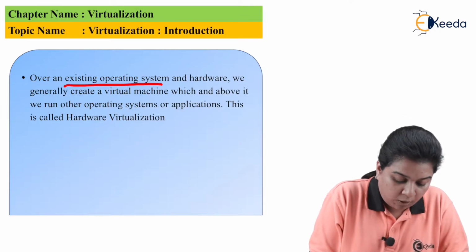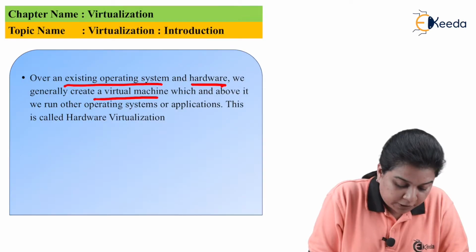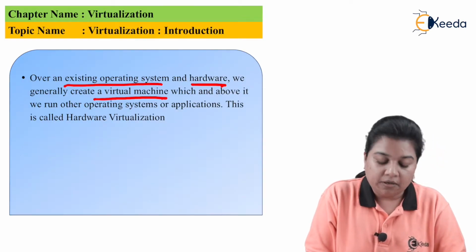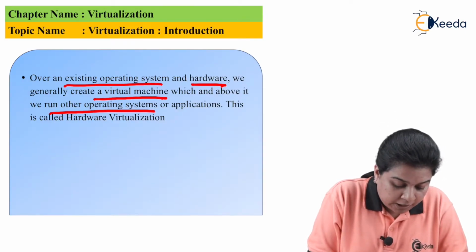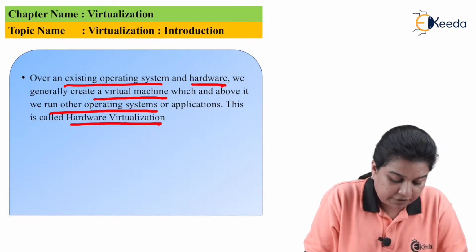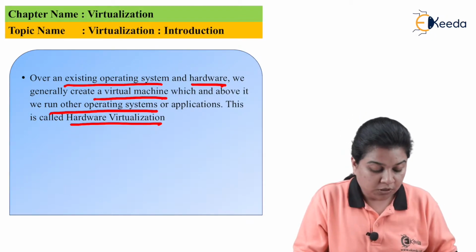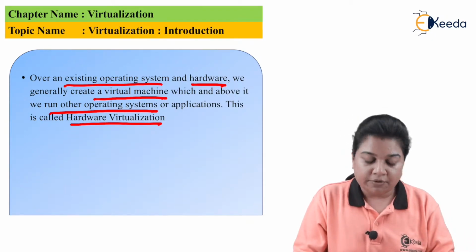Over an existing operating system and hardware, we generally create a virtual machine, and above it, we run other operating systems or applications. This is called hardware virtualization. Now, as we know, there are different types of virtualization. So one is hardware virtualization.